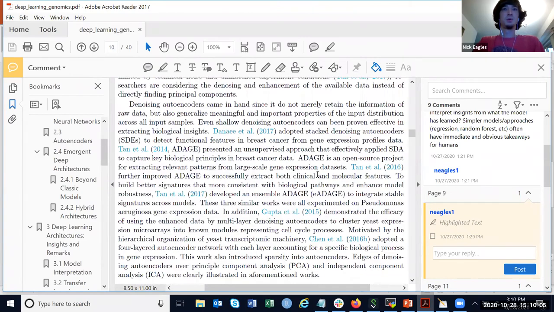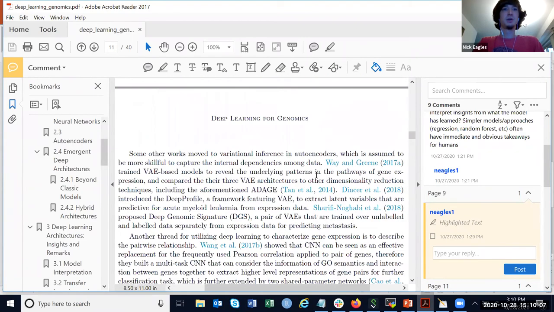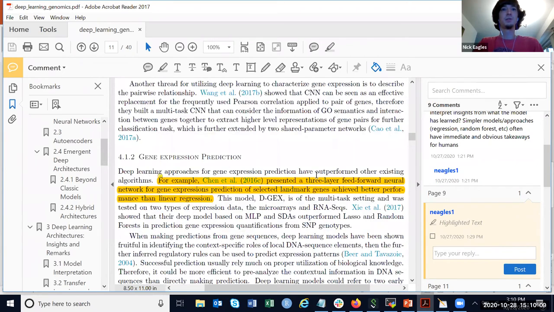And now to get to the actual genomics applications in particular, they mentioned something about gene expression. This point in particular interests me, obviously, because we use a lot of linear regression for modeling gene expression. And so they referenced a paper where a neural network was used to do something similar and achieved better performance.